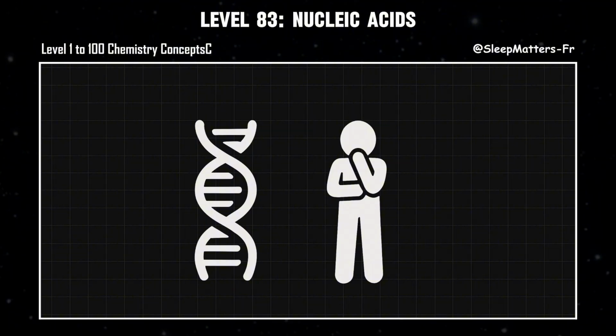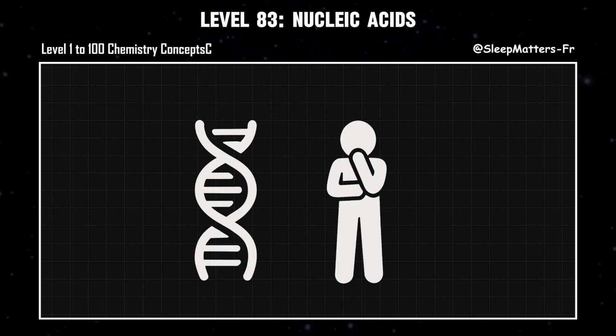It is a long, twisted ladder, a double helix made of smaller units called nucleotides. Each nucleotide is made of 3 parts, a sugar, a phosphate, and a nitrogen base. There are 4 types of nitrogen bases: adenine, thymine, cytosine, and guanine. And these bases pair up in a very specific way. Adenine always pairs with thymine. Cytosine always pairs with guanine. This is the code of life.